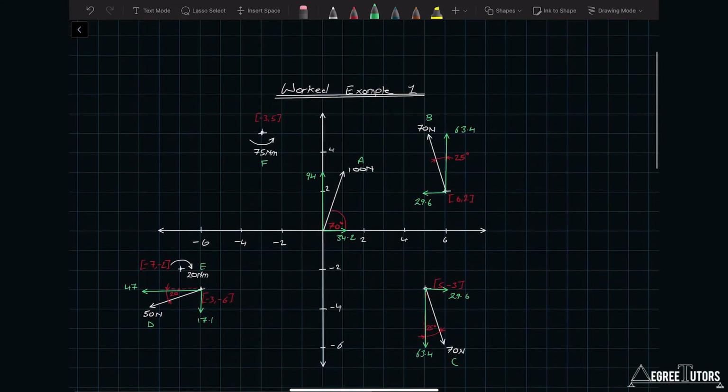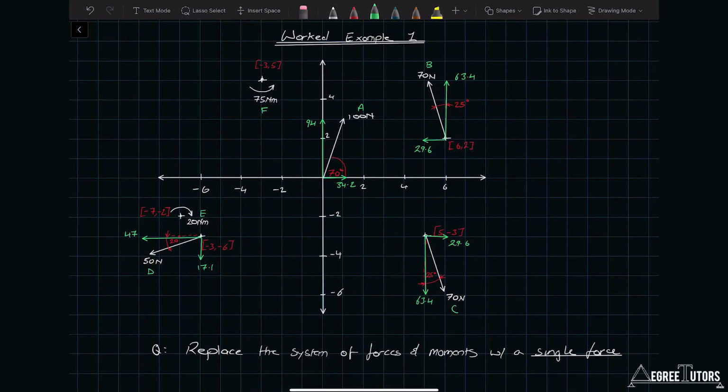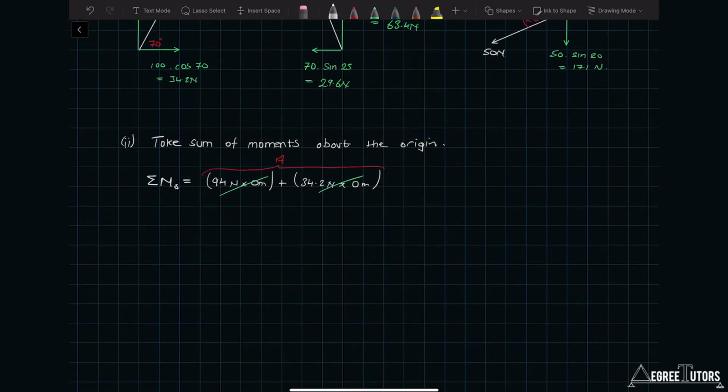All right, let's look at force B. The horizontal component of force B, the 29.6, is going to have a lever arm of 2, and it's going to generate a counterclockwise rotation, so it'll be a negative moment. And the vertical component of 63.4 has a lever arm of 6 and will also generate a counterclockwise, negative moment. And so we can represent those in our moment equation.